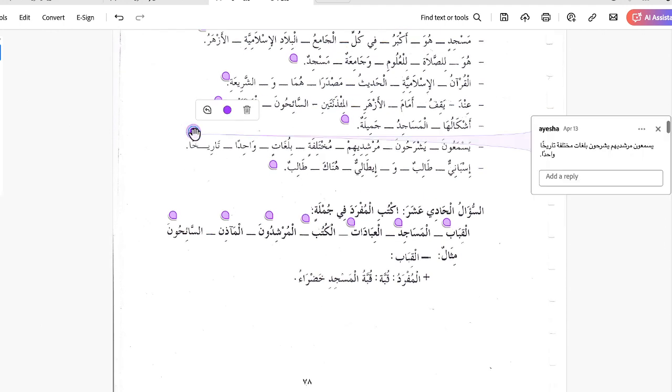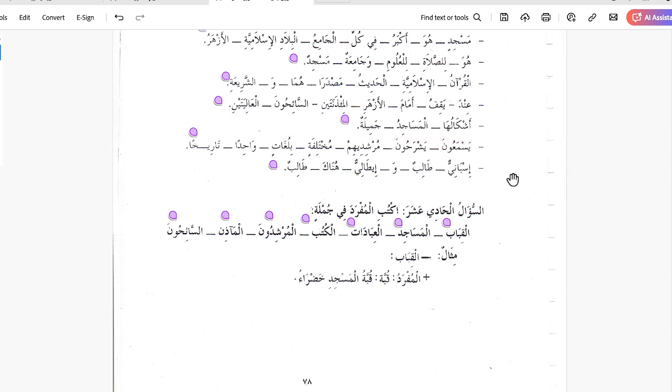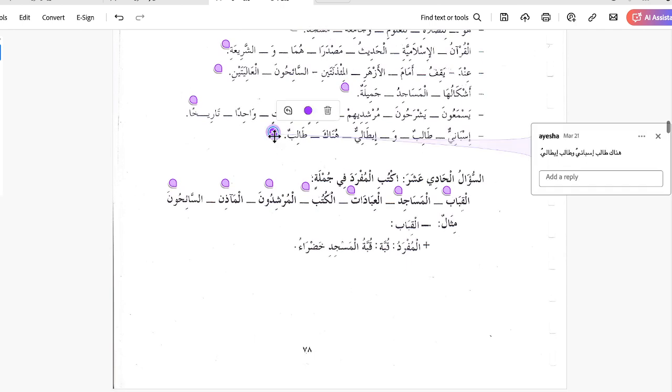And this one is Yasma'una murshidihim yashrahuna bi-lughatin mukhtalifatin tariqan wahidan. They listen to their guides who explain to them in different languages. The one history, which is the history of the Jamia al-Azhar. And the last one is Hunaka talibun Isbaniyyun wa talibun Italiyyun. There is a Spanish student and an Italian student.